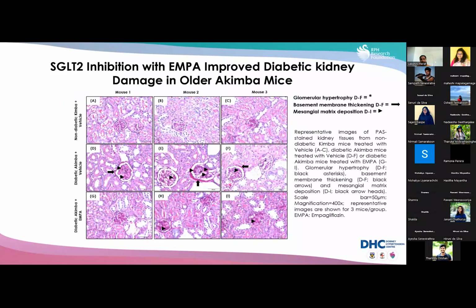We performed periodic acid-Schiff stain, which is a staining done to look at glomerular hypertrophy and basement membrane thickening and mesangial matrix deposition in the kidneys. And as you can see here again, in the diabetic Akimba mice treated with vehicle, glomerular hypertrophy, or enlarged glomeruli, were quite obvious, as indicated by these arrows. And then this was significantly decreased in the EMPA-treated animals as indicated in the lower panel.